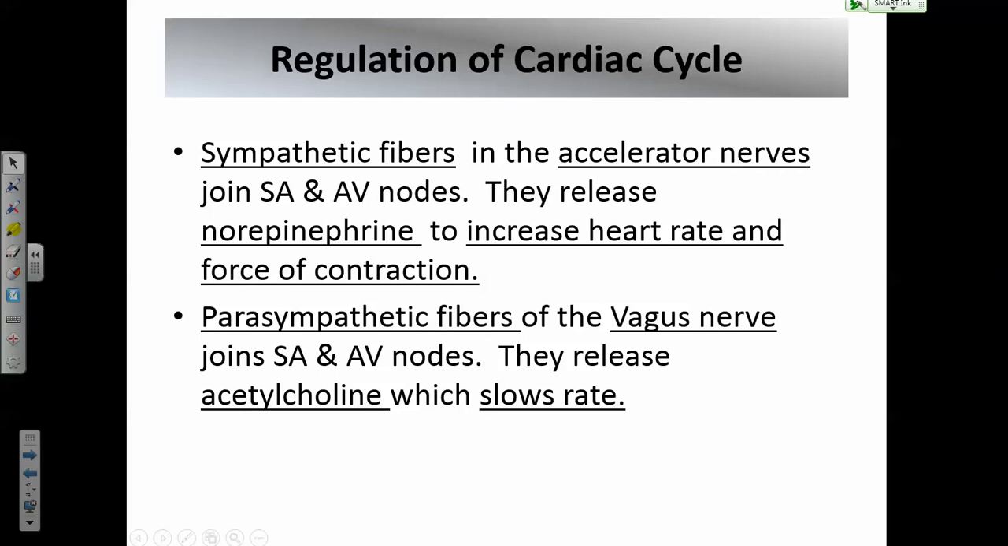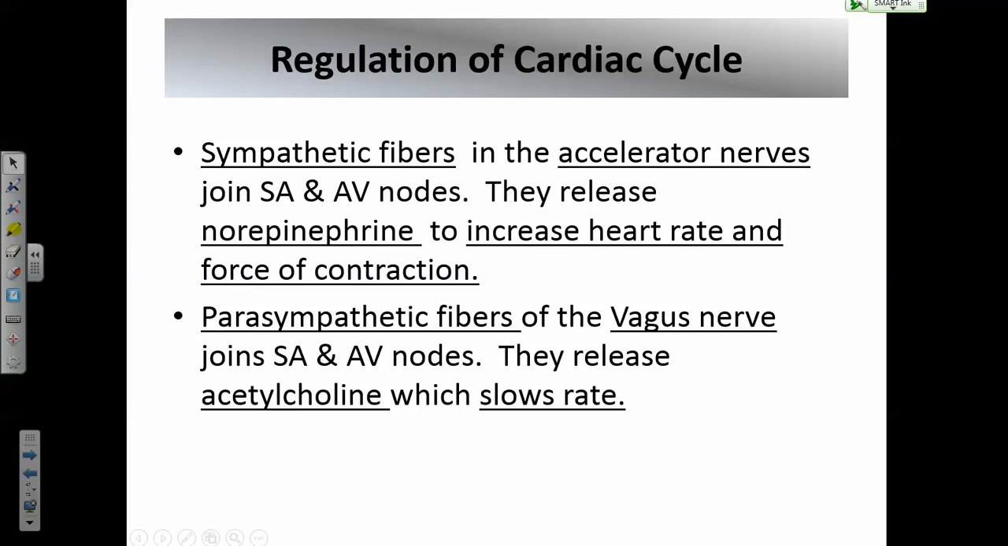But anyway, the neurotransmitter released by accelerator nerves is norepinephrine. Remember, norepinephrine in the endocrine system acted as a hormone from the adrenal medulla, and its effect on target cells was like sympathetic activity. Here it's acting as a neurotransmitter, and it does that same thing. It increases the heart rate and force of contraction.